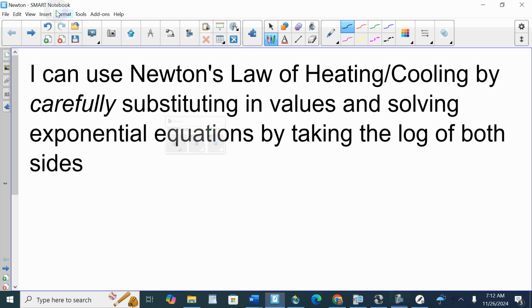Hello, everybody. Today, I can use Newton's law of heating and cooling by carefully substituting in values and solving exponential equations by taking the log of both sides. Let's get right into it.